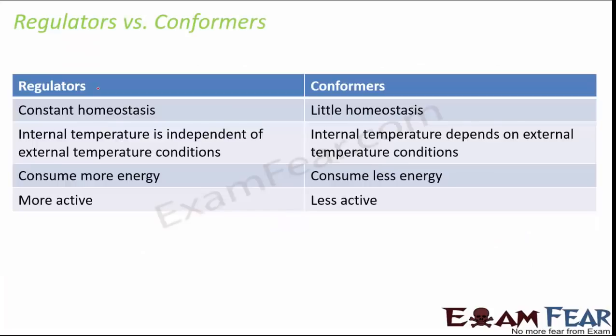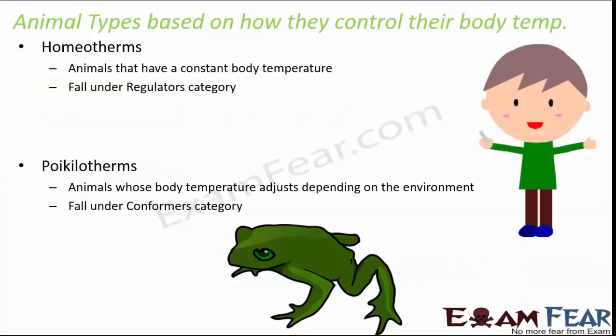So if you do a comparison between regulators and conformers, you see that in regulators there is constant homeostasis, in conformers little homeostasis. In regulators, internal temperature is independent of external temperature because internal temperature is always constant, whereas in conformers, the internal temperature changes with external temperatures. Regulators consume more energy because they are doing so much regulation inside their body. The conformers consume less energy. Regulators are more active, conformers are less active. So this is how you can compare the two.